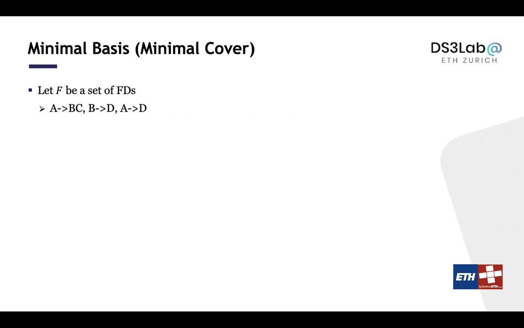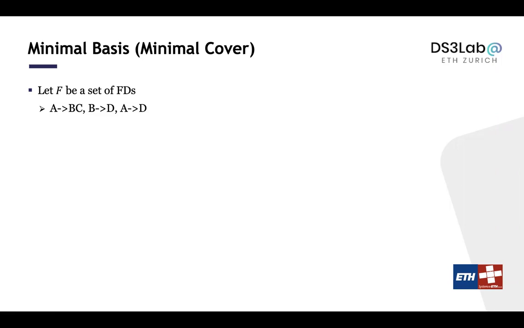So look at this example. You have the function dependency from A to BC, from B to D, and from A to D. One observation that we can have is not all of these function dependencies are necessary, right? Because if you gave me the first two, A to BC, B to D, I already know A to D from these two, right? So you do not really need to specify A to D for me. So that is the motivation for us to introduce the notion of minimal cover.